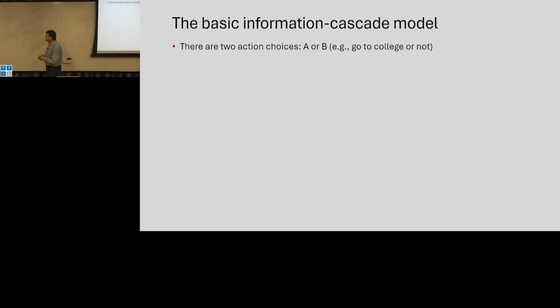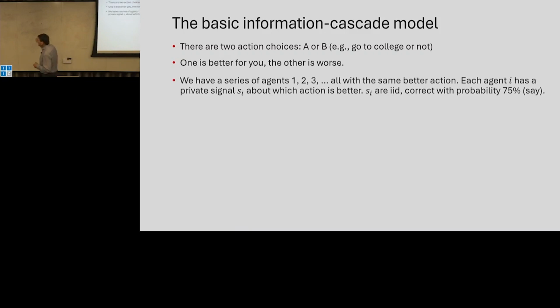There are two action choices, A or B. Think of going to college or not going to college. One of them is better for you, and the other is worse. Let's imagine we have a series of agents, and they all have the same better action. So one of these actions is globally better, at least for this series of agents, and you're one of them. The other one is globally worse. Now, which one's better? Well, let's say each agent i has a private signal. It's some information that they have, just some bit they get about which action is better.